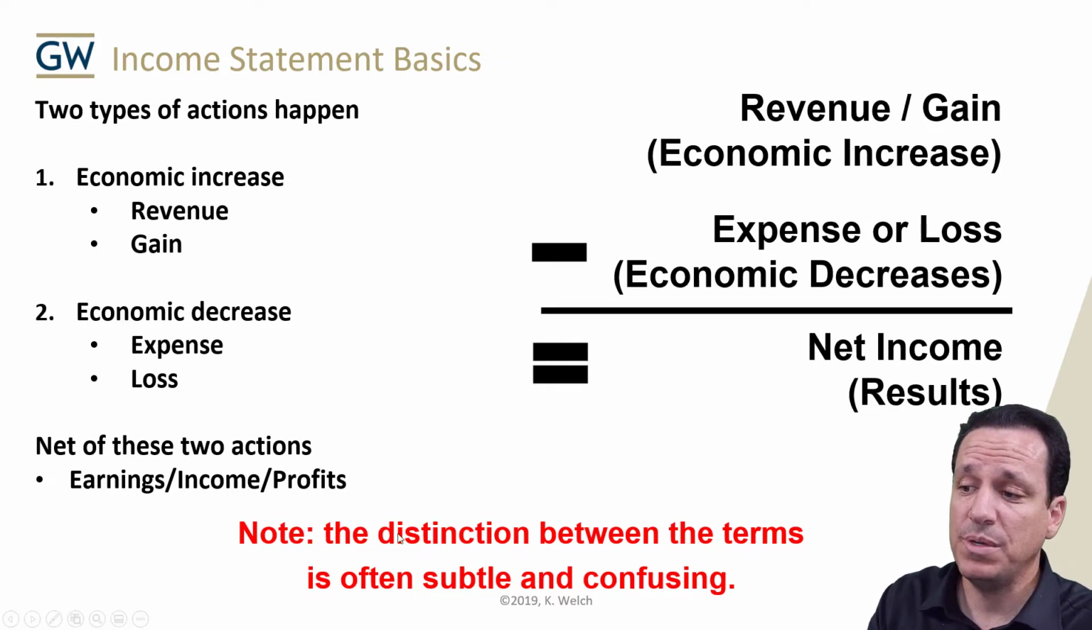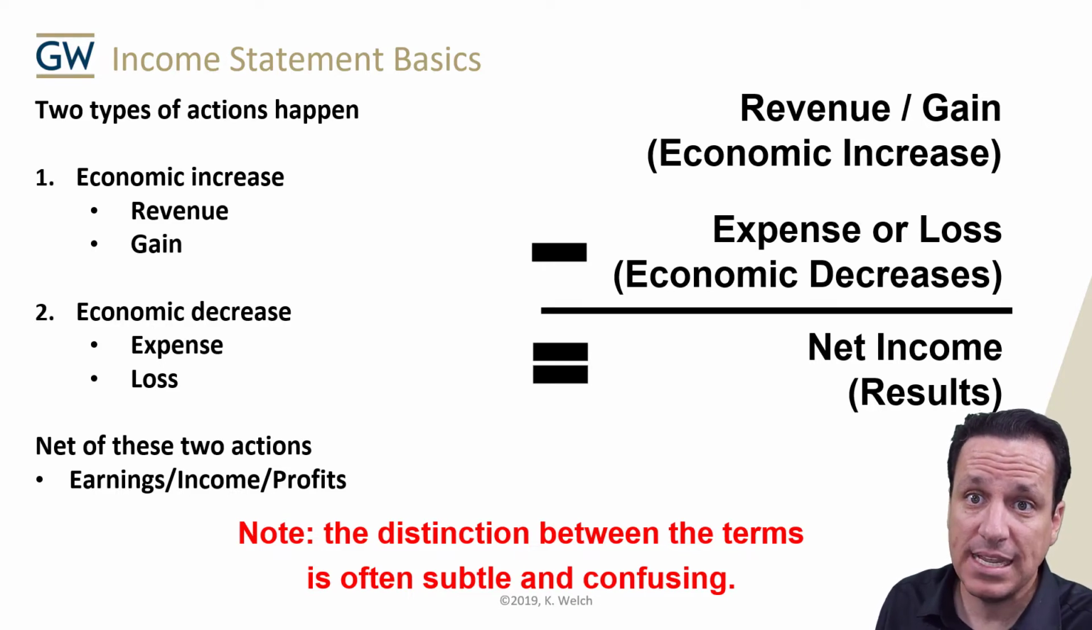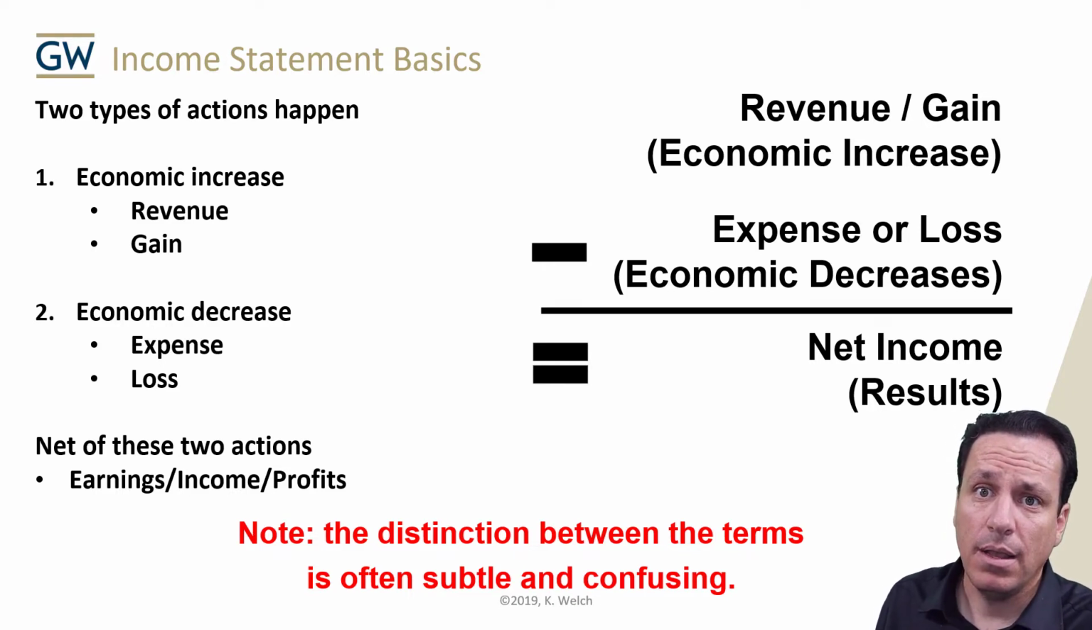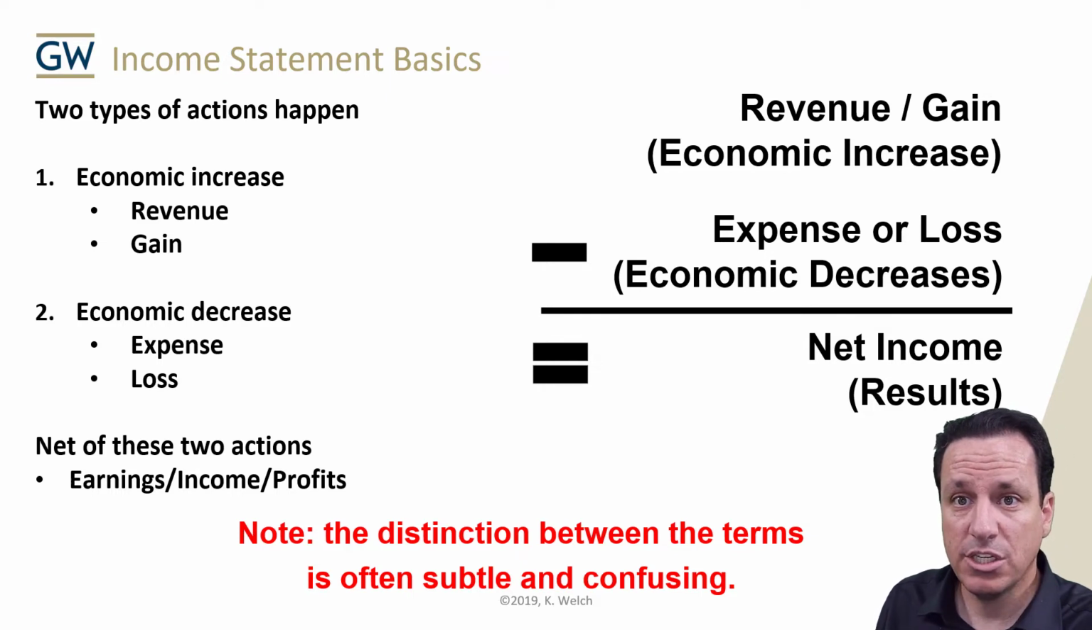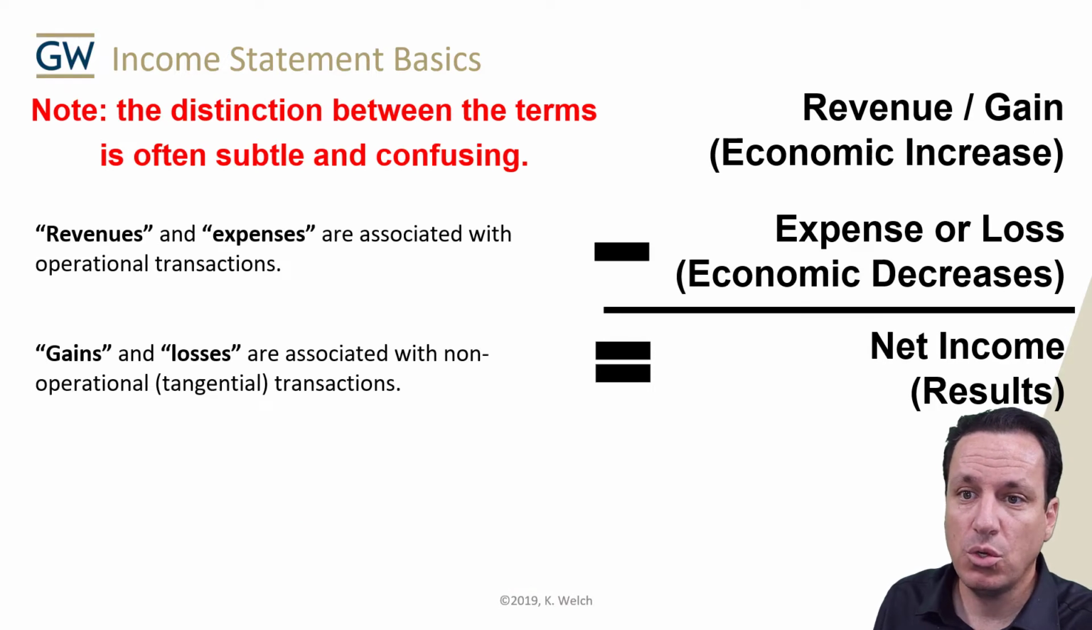There's a distinction between the terms, often subtle and confusing. What do I mean by that? Revenue is not the same thing as gain, and it matters. It matters. And the difference in the name is significant because it tells us where we're getting the money. Revenues and expenses are associated with our operational transactions.